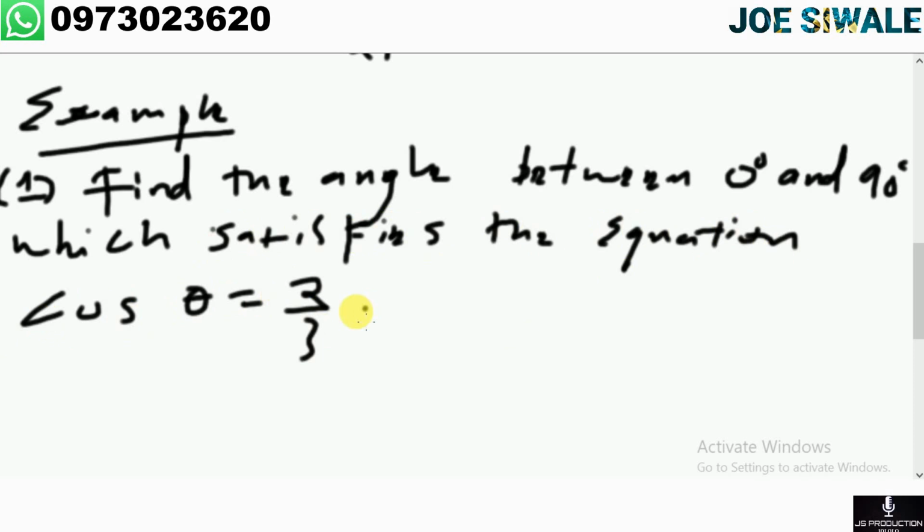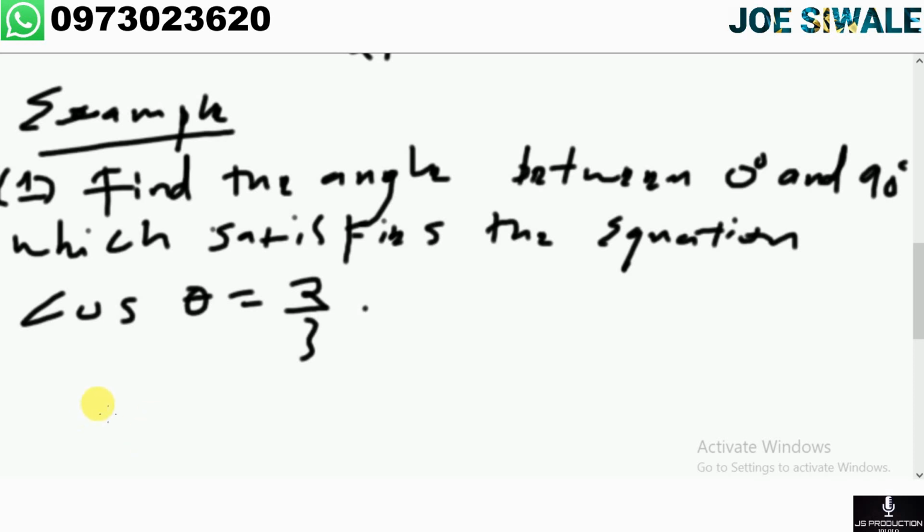For the first example, it reads, find the angle between 0 degrees and 90 degrees which satisfy the equation cos theta is equal to 2 over 3. We know that cos is positive in the first quadrant and in the fourth quadrant. In the first quadrant, the angles go up to 90 degrees, and in the fourth quadrant, the angles go up to 360 degrees. Since in the question we have been told to find the angle that is between 0 degrees and 90 degrees, that means we're just going to consider the first quadrant.